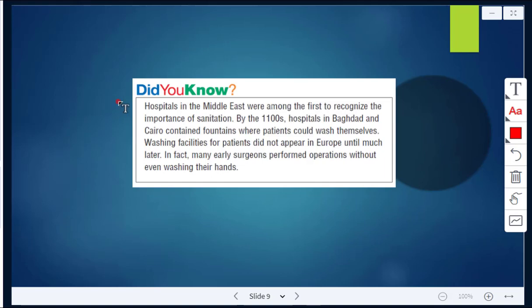Just a fact here from the Did You Know: hospitals in the Middle East were among the first to recognize the importance of sanitation. By the 1100s, so much earlier, hospitals in Baghdad and Cairo contained fountains where patients could wash themselves, and washing facilities for patients in Europe appeared much later. And in fact, in Europe, many surgeons were performing operations without even washing their hands.